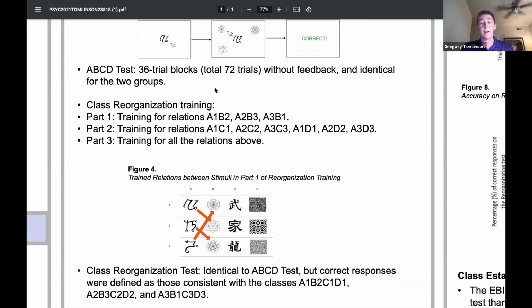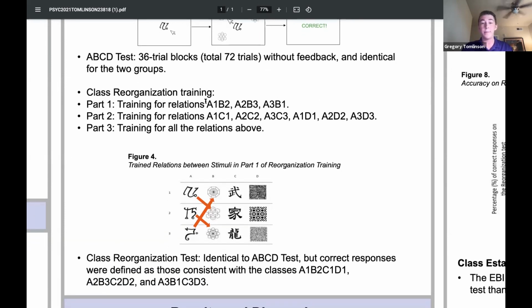But what's different about this specific study is class reorganization. Reorganization is essentially just what happens when the rules change. What happens when A1 no longer goes with B1, A1 goes with B2, A2 goes with B3, and so on. So we entered all the participants, both groups, into the same reorganization training. The reorganization training is a little more similar to EBI, and I'm going to talk a little bit about why that's important later.